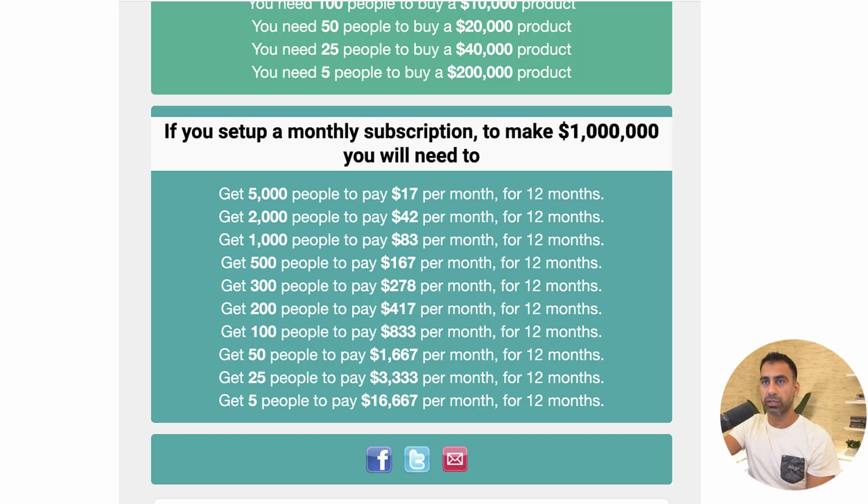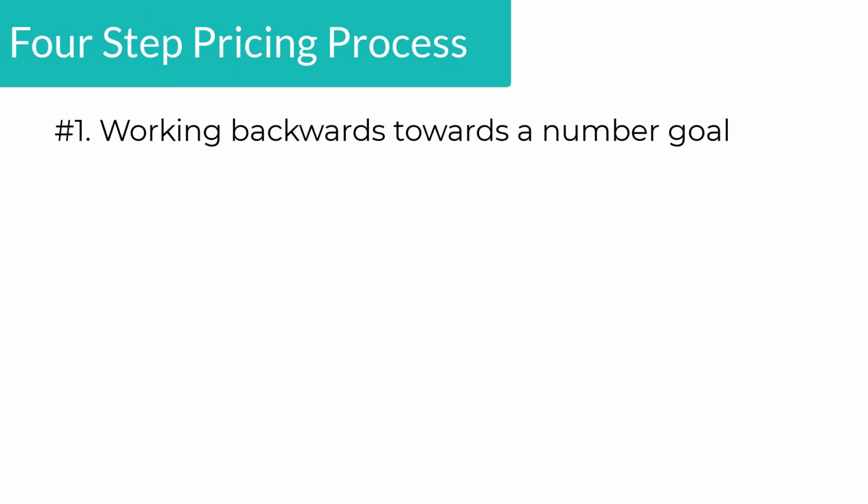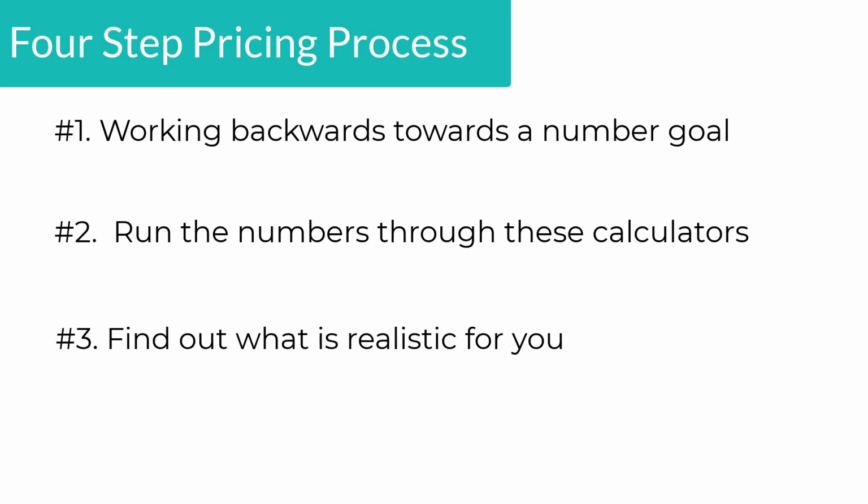So let's go over quickly again the 4 steps to finding out the pricing that you want. Step number 1 is working backwards towards a number goal. Find the number you want to hit and the amount of time you want that to take. Step number 2, run the numbers through these calculators. Step number 3, find out what's realistic for you.